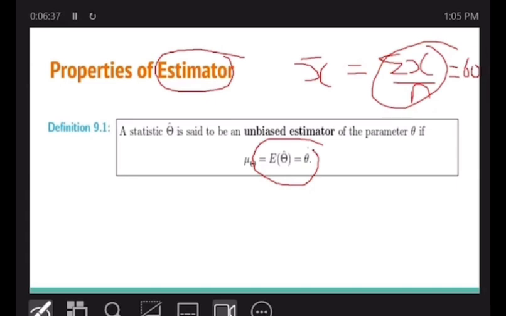An unbiased estimator is the one where the expected value of theta cap, this theta cap here, is the mean in this case. Theta cap is an estimator. It's like a formula. So the expected value of that, if it is equal to the true value of the parameter theta, then we're going to say it's an unbiased estimator. So that is one of the properties of a good estimator.